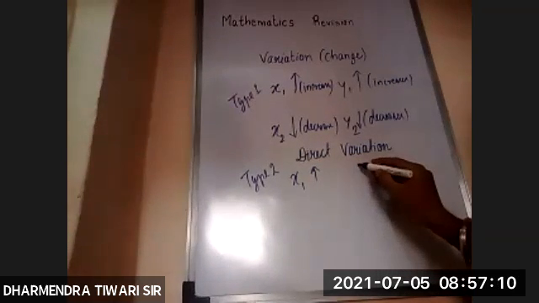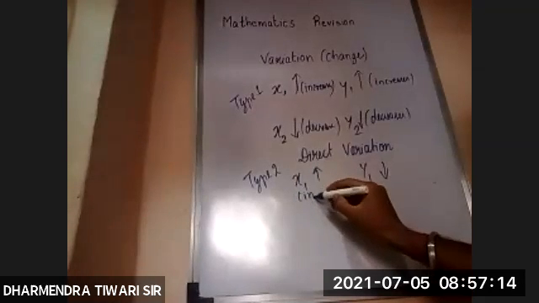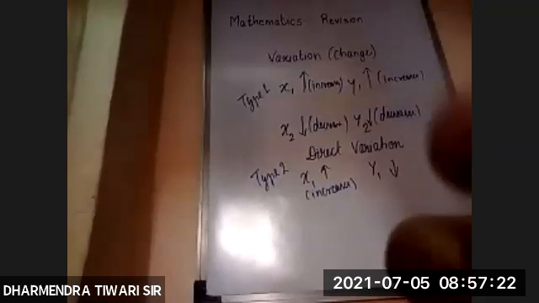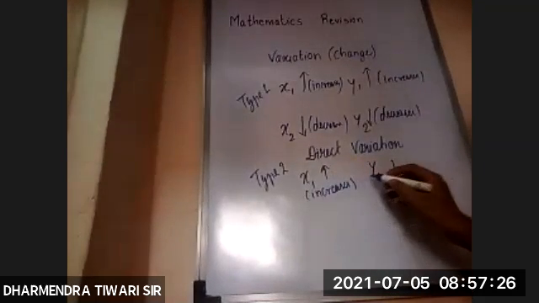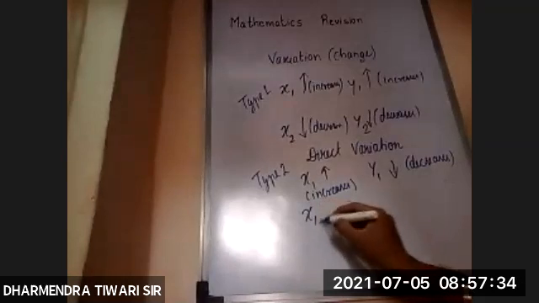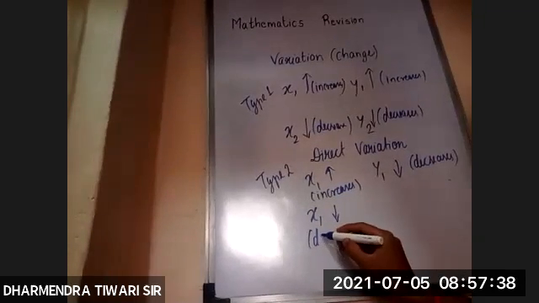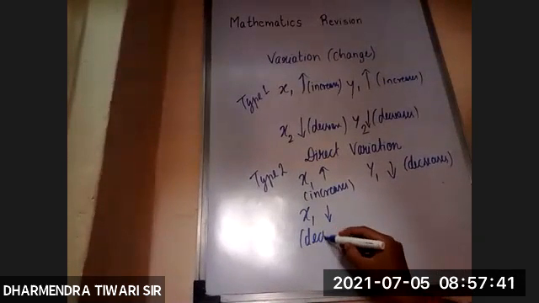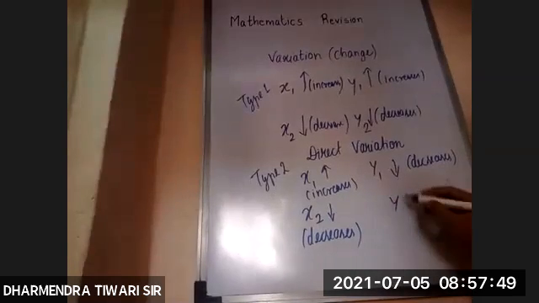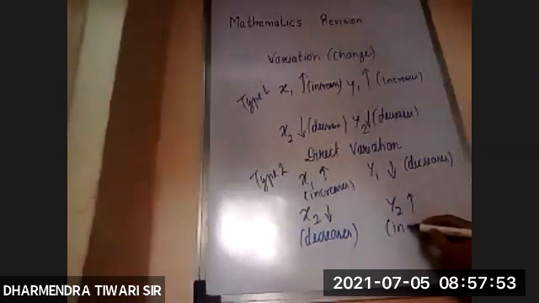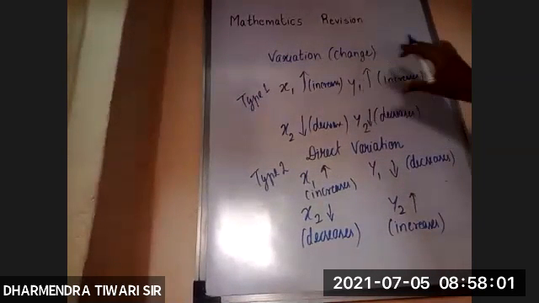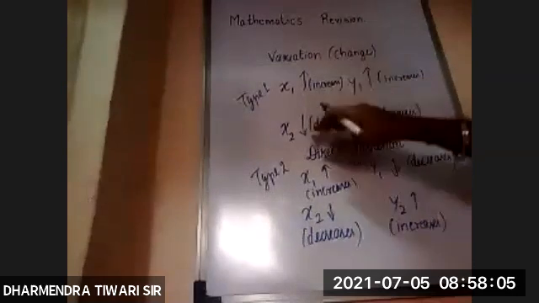X1 increases, y1 decreases. Or x1 decreases, and we will change the notation, x2 decreases, y2 increases. This is type 2.